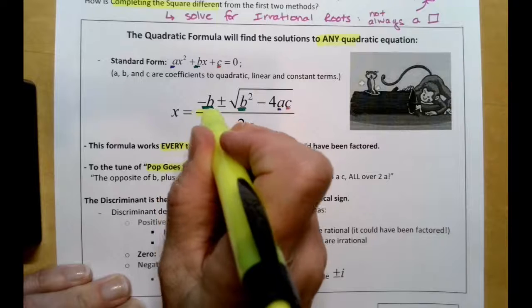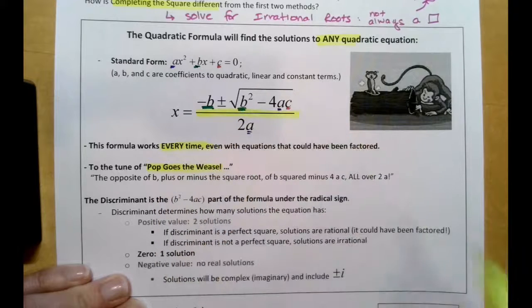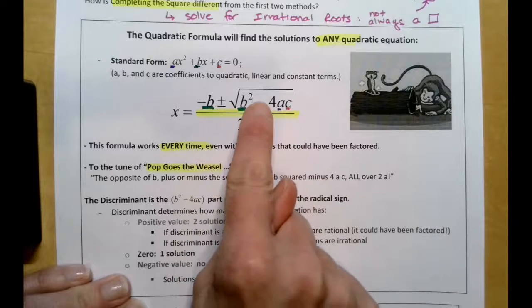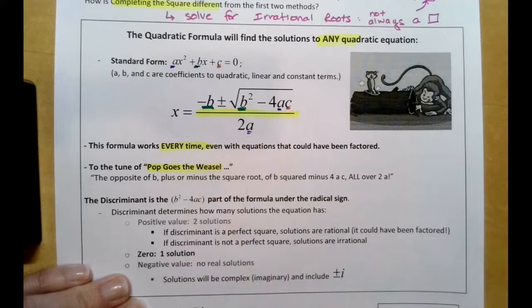And that all over 2a piece becomes really important because we want to make sure that we know that this entire expression, this plus or minus this, is divided by 2a. And when we enter these into the calculator, that's going to make a big difference.